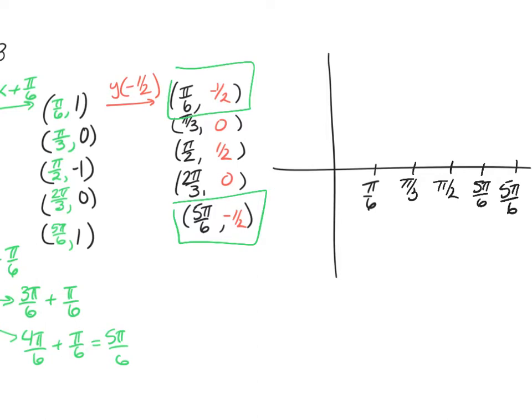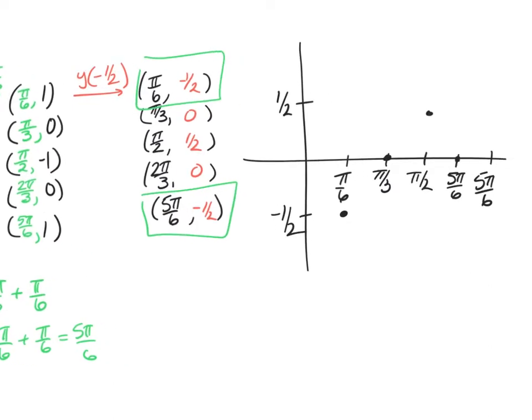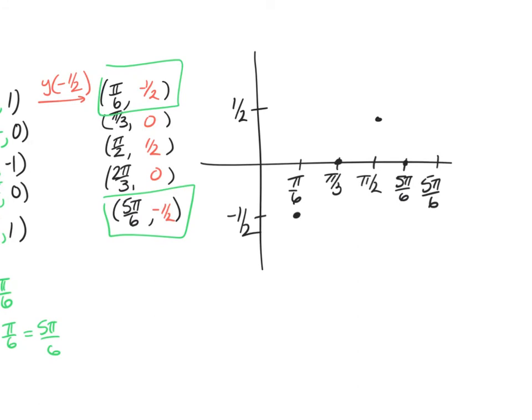My first ordered pair gives me pi over 6, negative 1/2. So I'm going to start right here. My next ordered pair is pi over 3, 0. That's that one right there. My next one is pi over 2, 1/2. That's that one there. My next one is 3 pi over 2, 0. That's that one. And then my last one is 5 pi over 6, negative 1/2. So here is my transformation of my cosine wave.